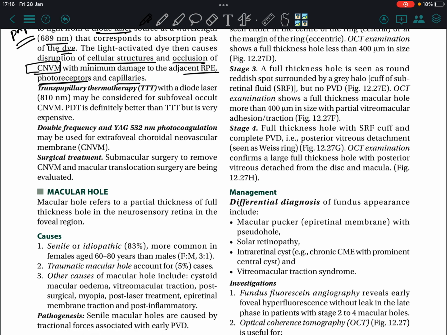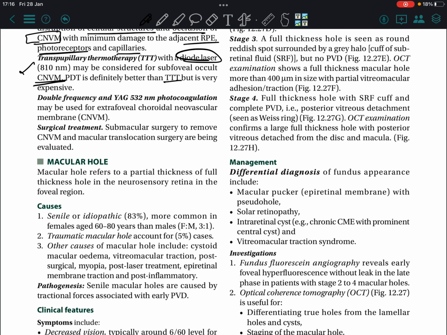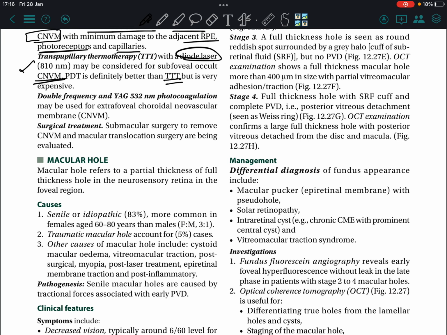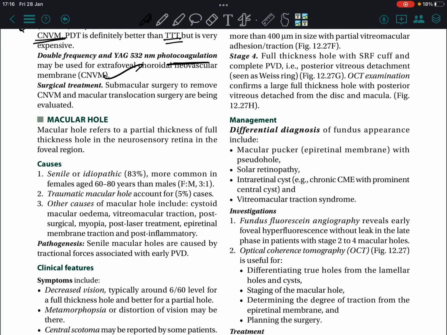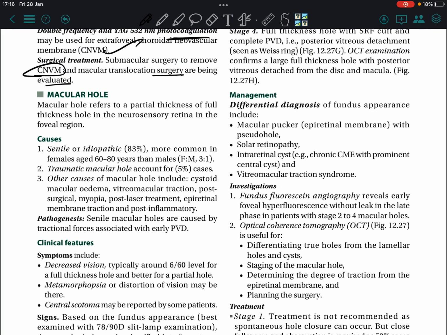and capillaries. Transpupillary thermotherapy, TTT, with a diode laser may be considered for subfoveal occult CNVM. PDT is definitely better than TTT but is expensive. YAG laser photocoagulation, surgical treatment. Submacular surgery to remove CNVM and macular translocation surgery are being evaluated.